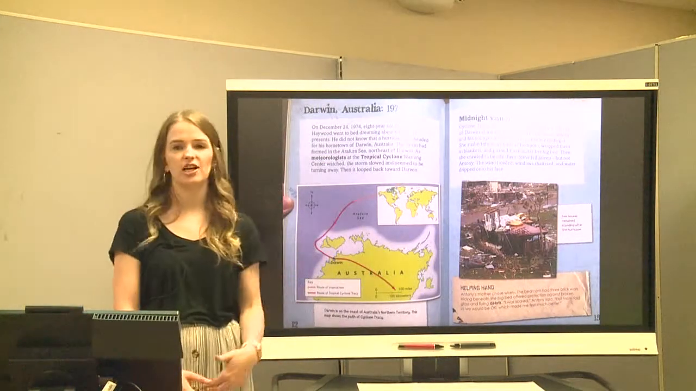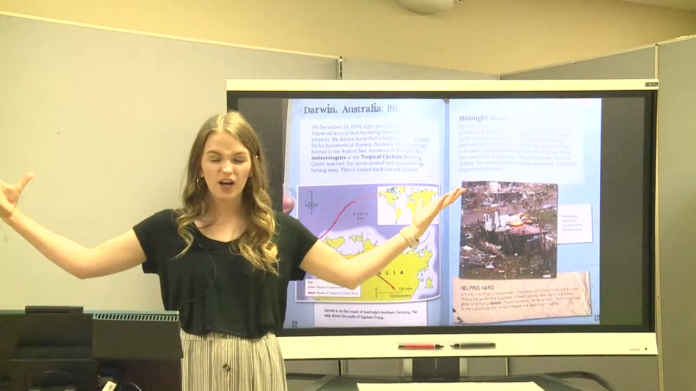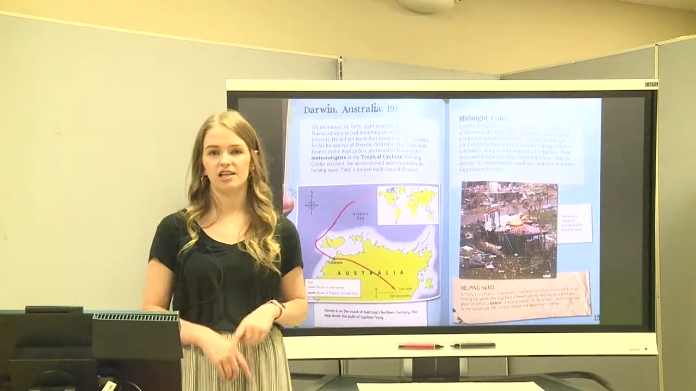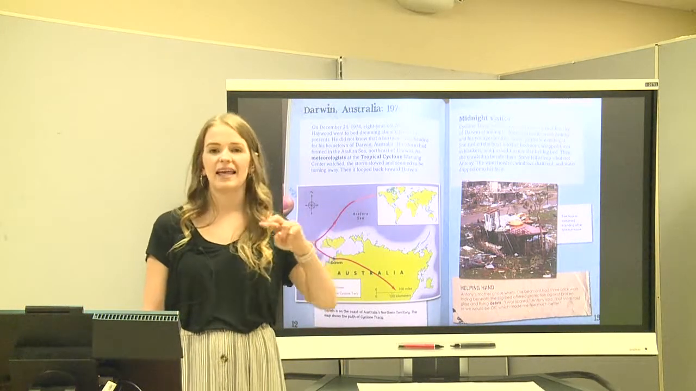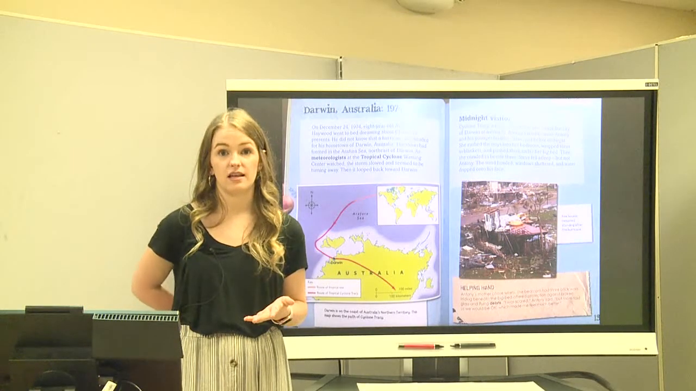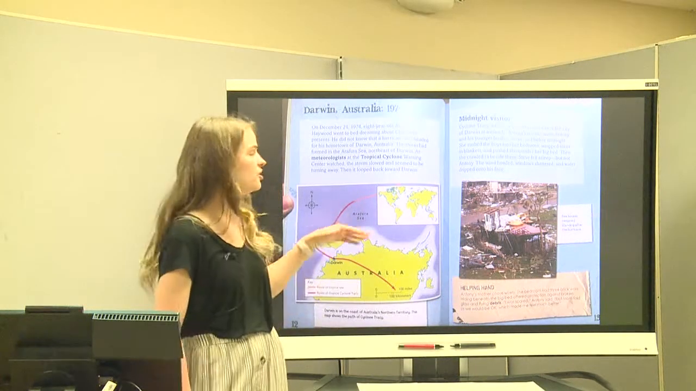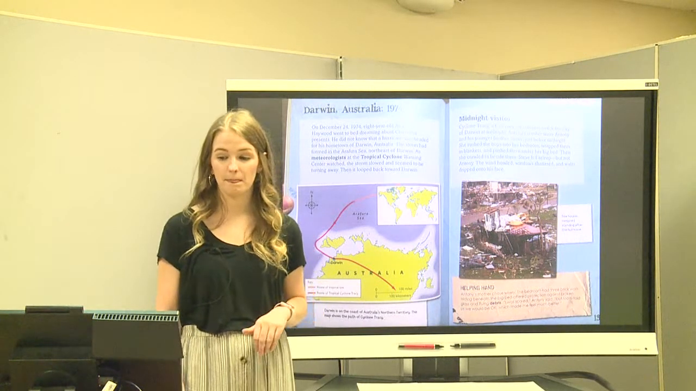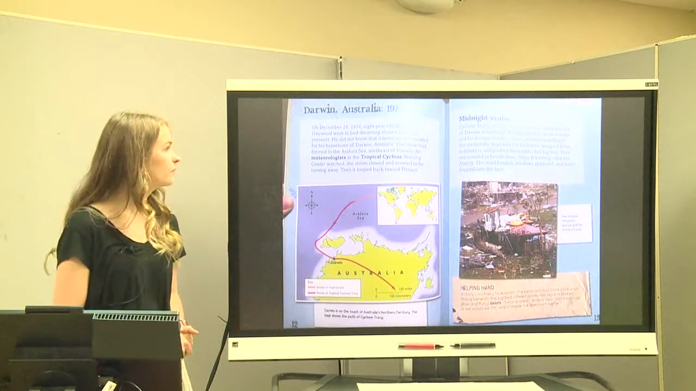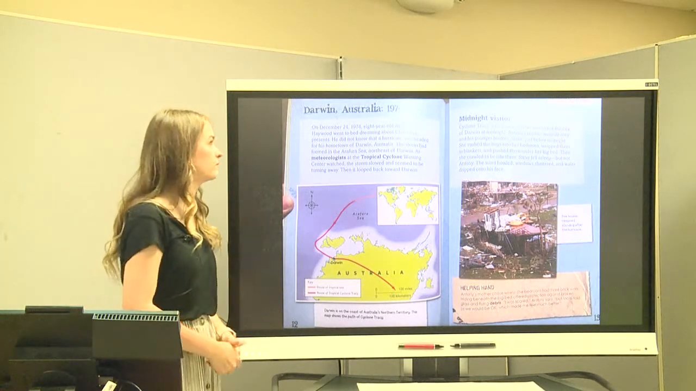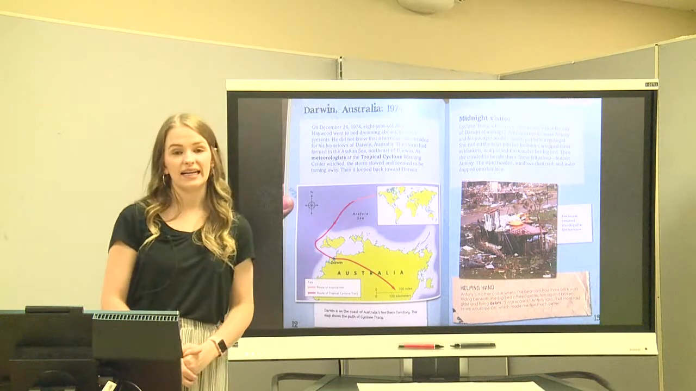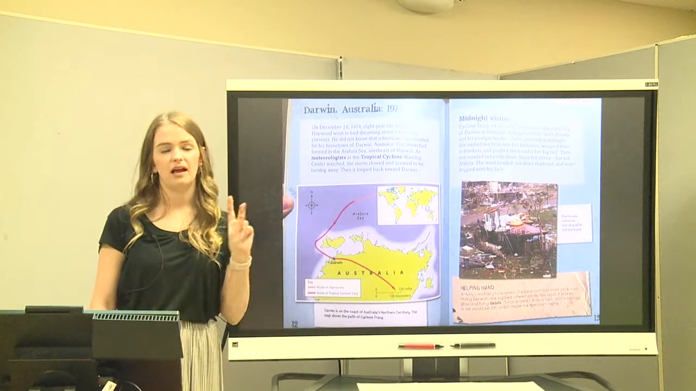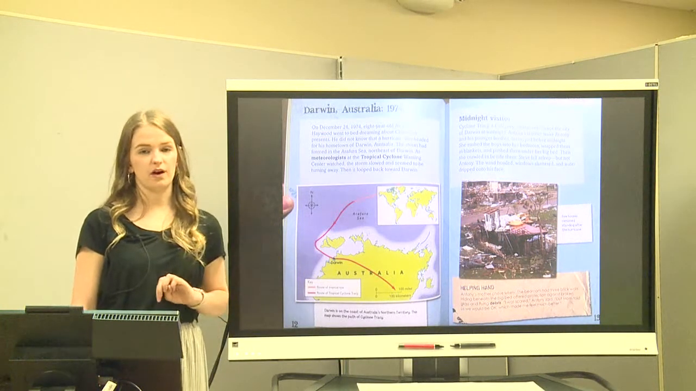So again, the first thing we see on this page are really big words and letters that say Darwin, Australia, 1974. That automatically tells me the location, and it tells me the year that the storm happened. So I want you to add that to your notes on your paper. Alrighty, let's get to reading. Let's see if we can find the name, the number of deaths, and the number of houses destroyed.